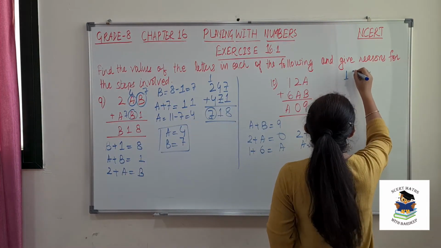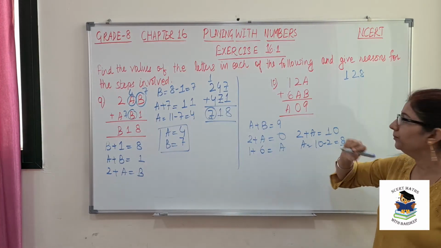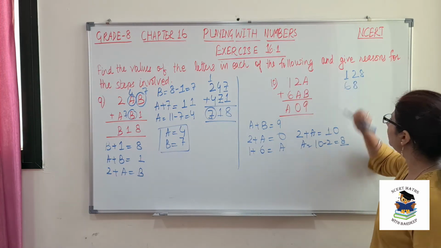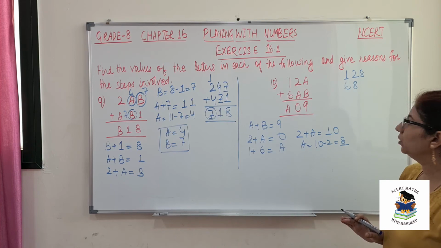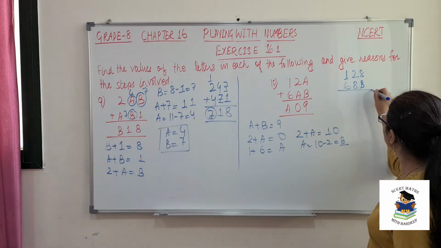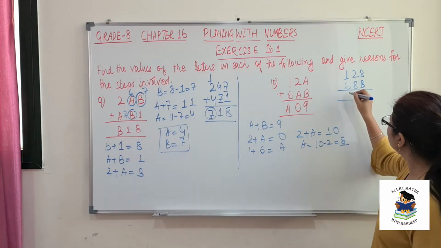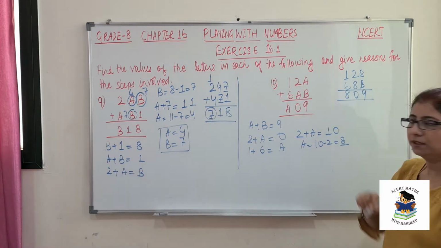This is 1, 2. A is now 8. So we will write 8 here. This is 6. Again 8. So I will write 8 here. And this is B. So B we have not calculated yet. So we cannot put any value. Okay. So here we should get A. A is 8. So this should be 8. This should be 0. And this should be 9.